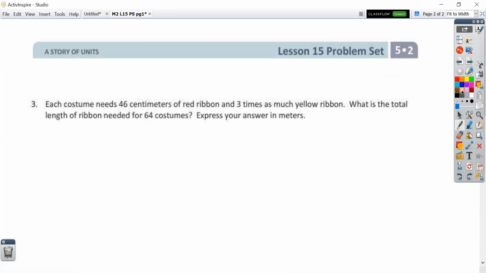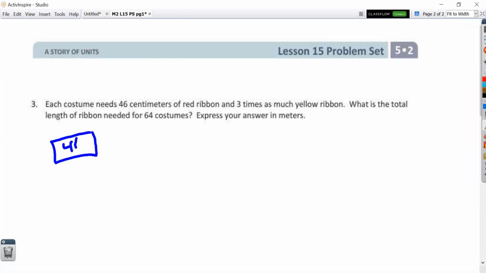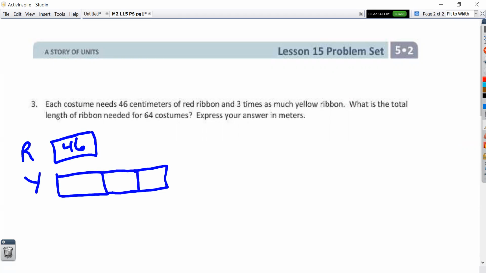Each costume needs 46 centimeters of red ribbon and 3 times as much yellow ribbon. What is the total length of ribbon needed for 64 costumes? Okay. So once again, this is one of those ones where my brain goes, what? And so when that happens, I like to draw pictures. So I know that the red is 46. And then they're saying yellow is 3 times as much. So I'll just do 3 little boxes that I know each one of these is 46 because it's 3 times as much. What is the total length of ribbon needed for 64 costumes?